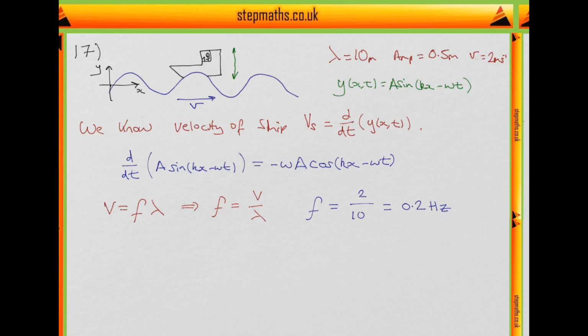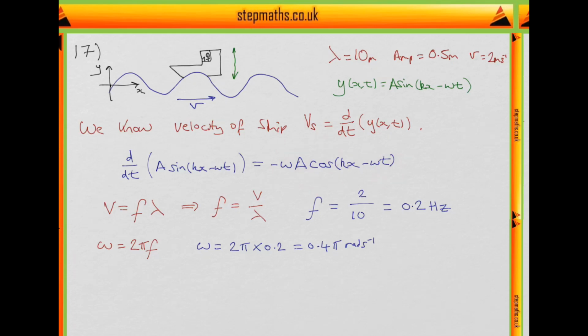Now, we also know that omega, our angular frequency, is equal to 2 pi f. We see omega is actually present in our equation here, so we can find omega. Omega equals 2 pi times our frequency, which we found to be 0.2, which is equal to 0.4 pi radians per second. Now, why do we want omega? Well, we see omega is in front of our time derivative, our velocity equation. So we need it to calculate the maximum velocity.